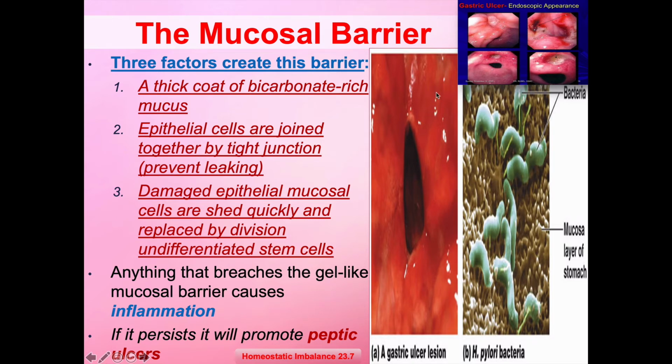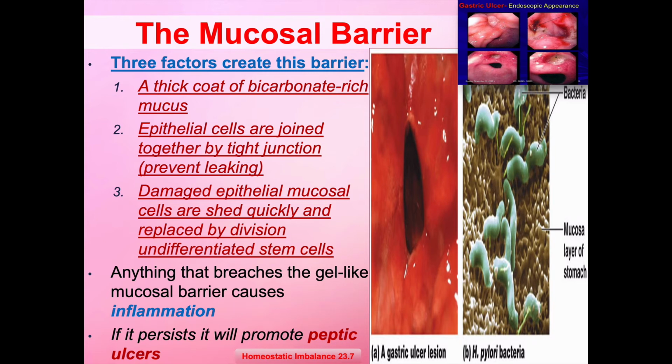Okay, so now you can see the mucosal barrier, as I told you. This mucosa is very important. When there is any break in the mucosa, the acid will start to erode the stomach. That's what we call a gastric ulcer or peptic ulcer. So you have to keep the acid diluted.